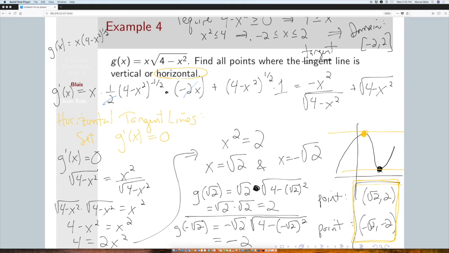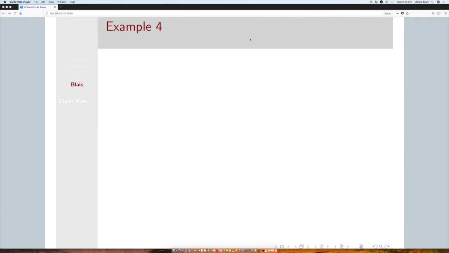For vertical tangent lines, we need to check for this infinite behavior, this infinite limiting behavior of the derivative. So let's take a look on the next page. And so let's draw things so that we can keep track of what's going on.